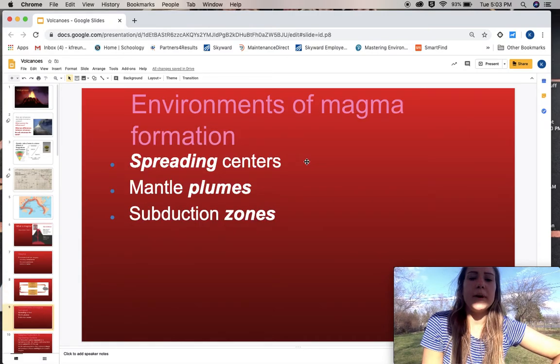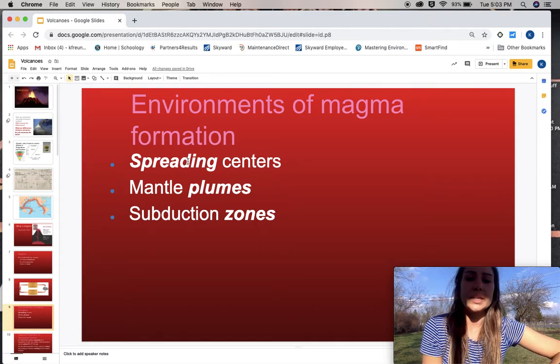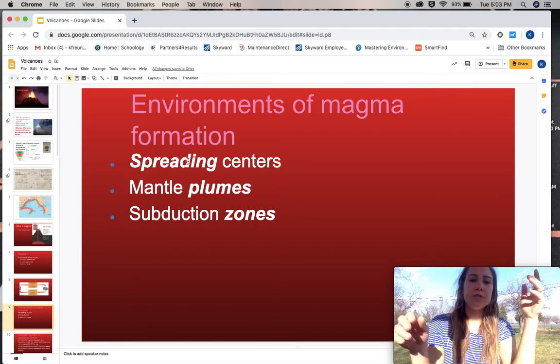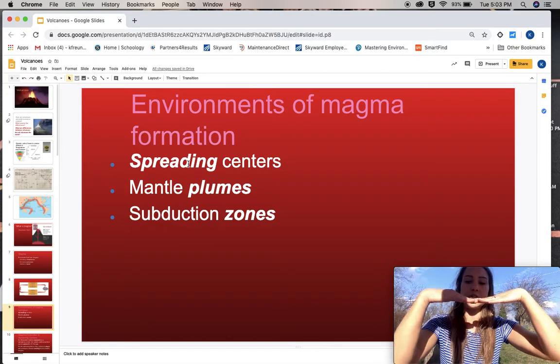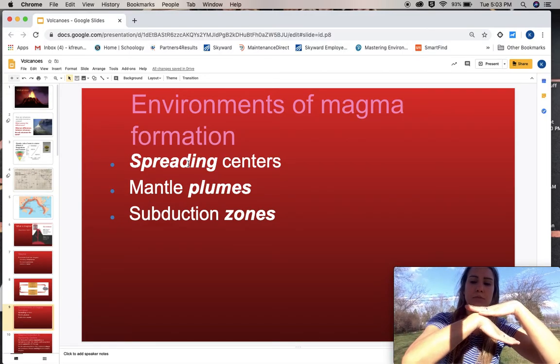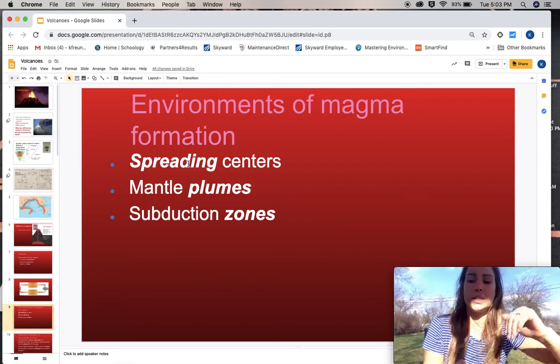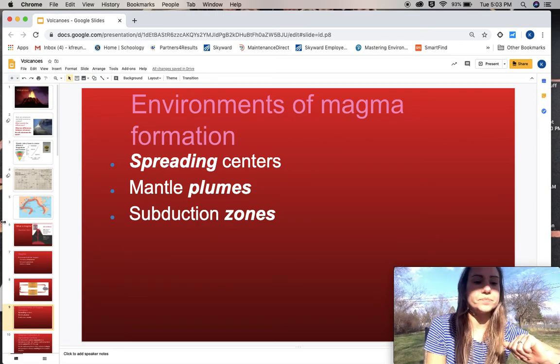So magma can form in 3 different ways: in spreading centers, so divergent plate boundaries, in mantle plumes, and in subduction zones. So remember, subduction is when one denser plate moves underneath a lighter or less dense plate.